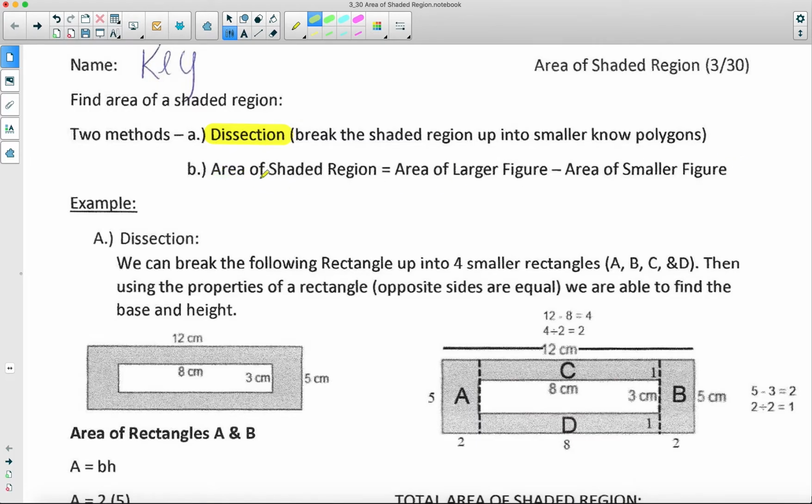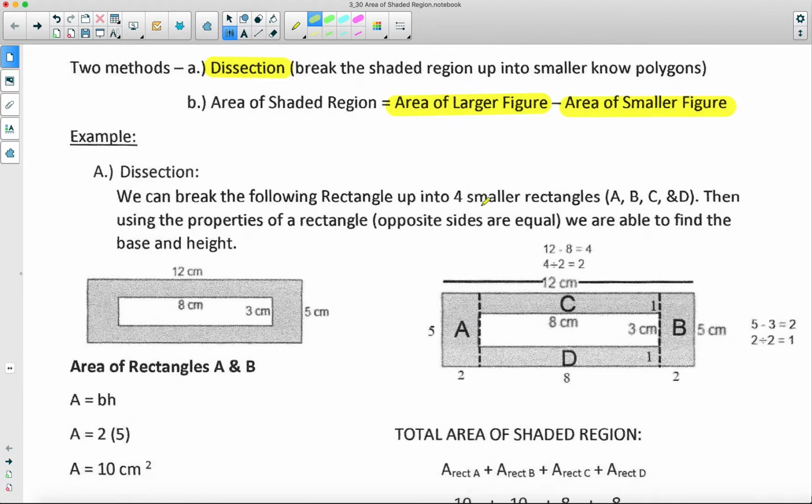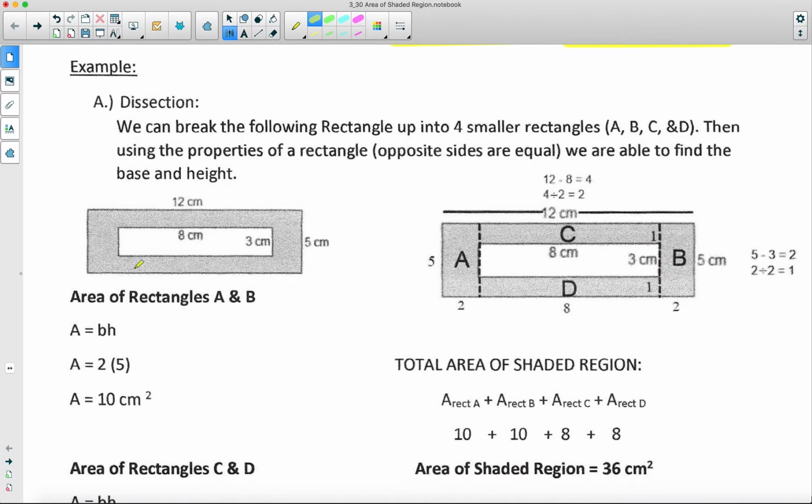The second way is known as this formula. Basically, in order to find the area of the shaded region, you find the area of the larger figure and take away from it the area of the smaller figure, which right now probably seems confusing. Like, what do you mean smaller and larger? But I'm going to do an example and show you what I mean by that. So let's take a look at what we have here. First way we're going to show you this is by dissection.